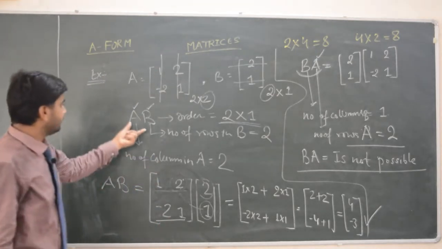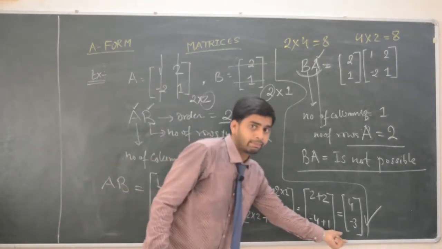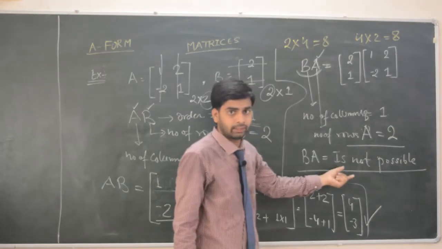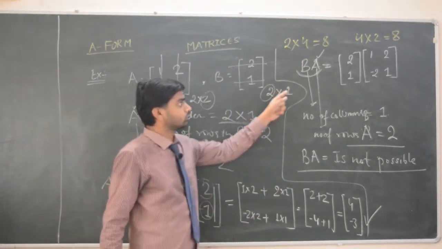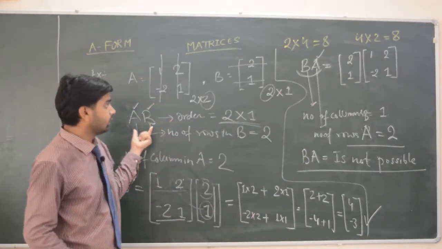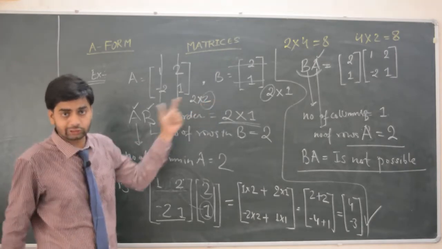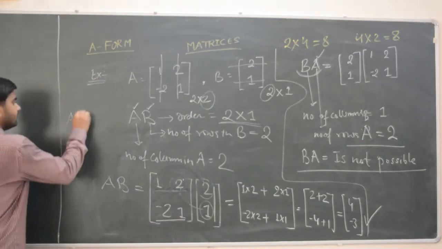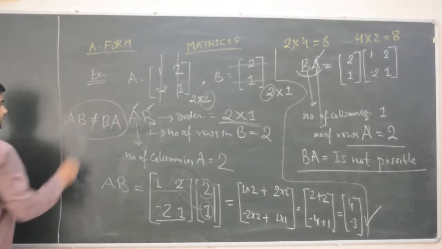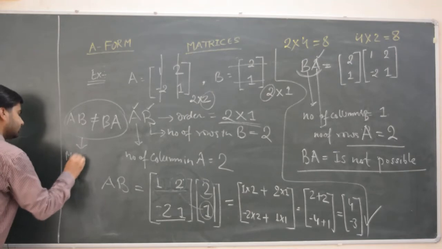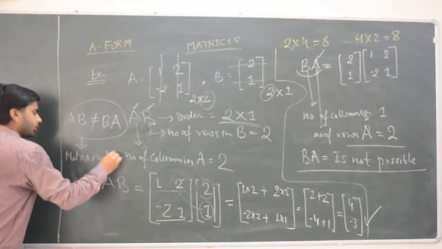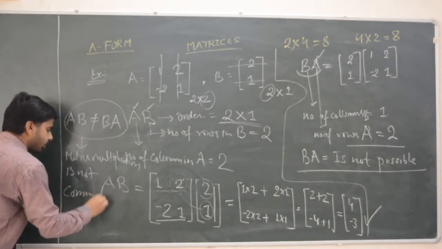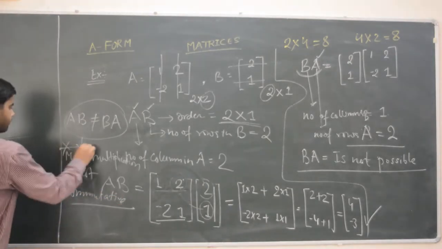Okay, so here we got the value of the product A with B as this matrix, and we saw that B with A is not possible. Here AB is possible, but BA is not possible. So that means AB is not equal to BA. In the case of matrices, we cannot say AB will be equal to BA. That is, matrix multiplication is not commutative. Matrix multiplication is not commutative. So we got important information about matrix multiplication.